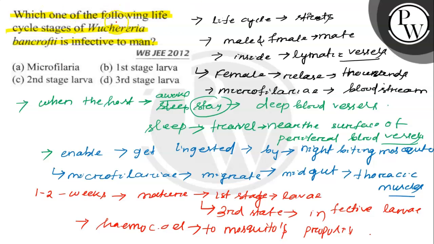So what is infective to man? That is the third stage. So that is the infective stage. That means which one of the following life cycle stages of Wuchereria bancrofti is infective to man. So this is infective to man, the proboscis. Infective to man, that is the third stage. That means in this stage they get transferred to another person through the mosquito. So this is the correct answer, that is through the mosquito's proboscis.